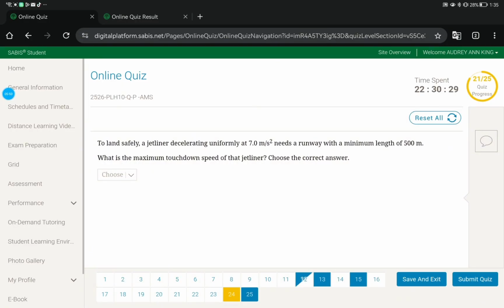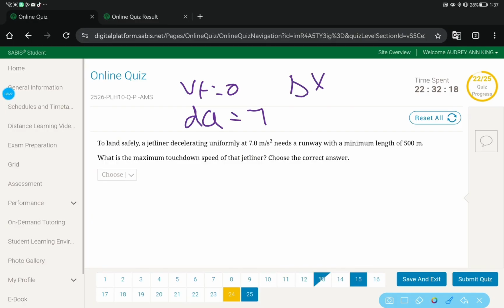To land safely, a jetliner decelerating uniformly at 7 meters per second squared needs a runway with a minimum length of 500 meters. What is the maximum touchdown speed of that jetliner? We need to keep in mind that it's decelerating. Let's write down the values which we do have. The final velocity is going to be 0, the deceleration is 7, and the displacement is 500.